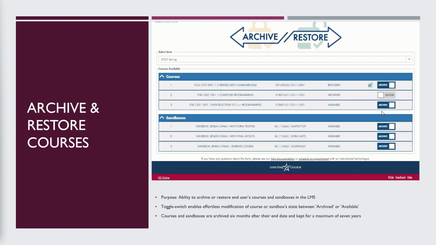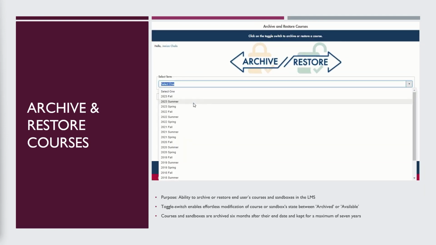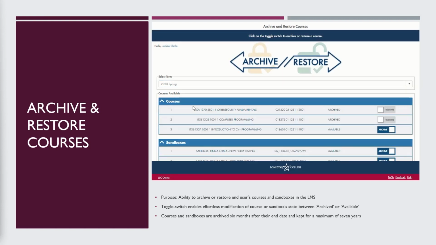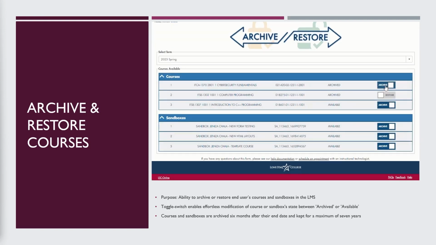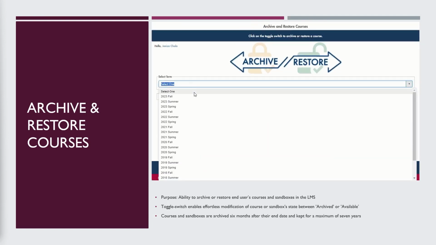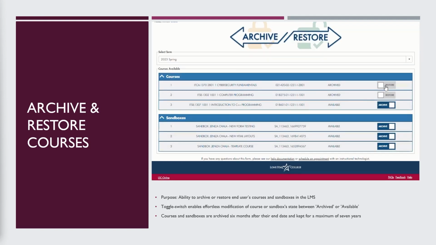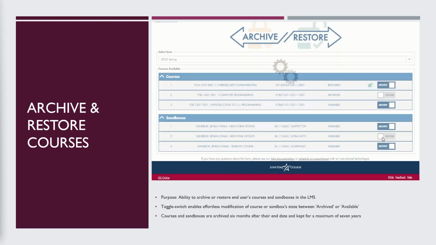When interacting with this form, the user selects an option from the drop-down, which then filters their courses by semester. The list of available courses displays whether each course is currently archived or available in the LMS. To the very right of each row, a toggle switch appears with 2 options, restore or archive. By toggling the switch while it displays restore, the course or sandbox in the corresponding row will become available. Or by toggling the switch while it displays archive, the course or sandbox will become archived.